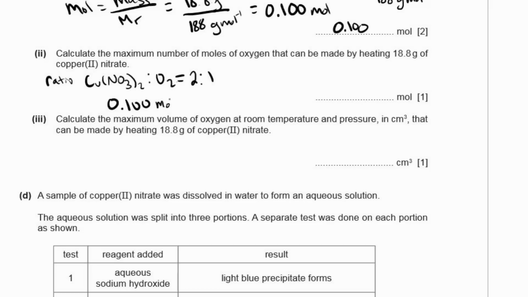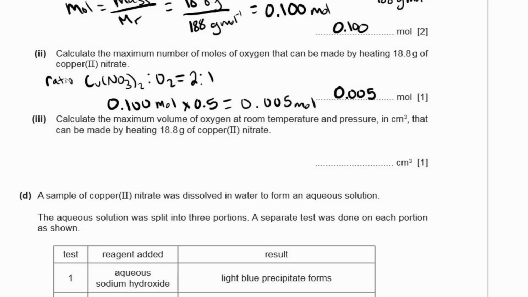Okay, so that is 0.100 moles of copper nitrate times 0.5 equals 0.005 moles. Okay, so the answer is 0.005. Okay, and remember that's just because we have a 2 to 1 ratio. You know how many moles of copper nitrate you have. You need to find the number of moles of oxygen, so you have half the number of moles of oxygen.